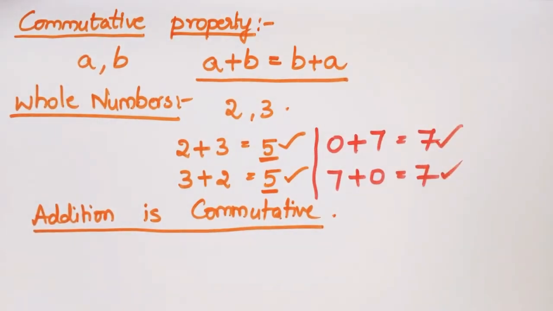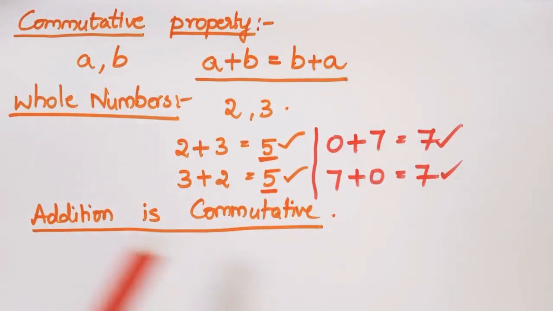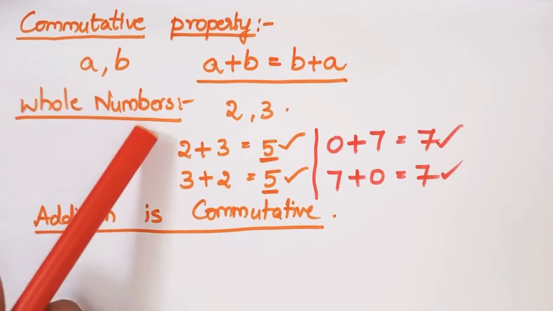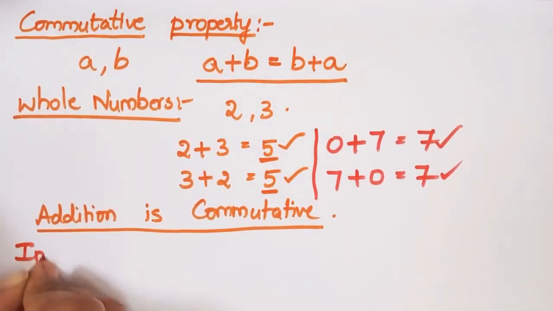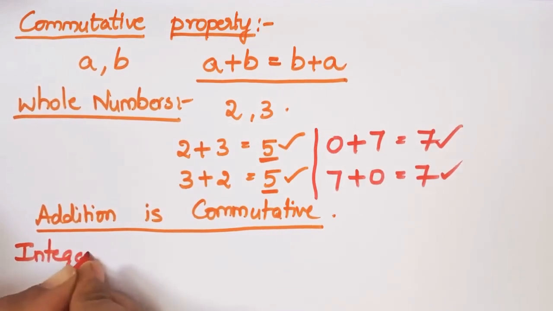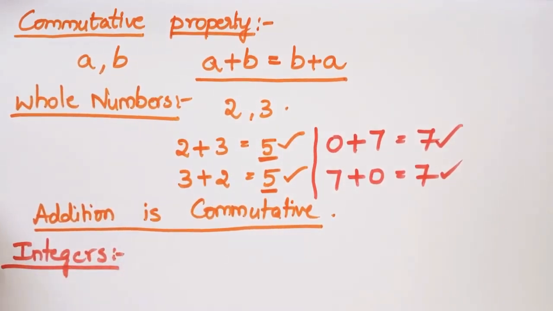Both the results are matching. Isn't it? So even though I change the order of the numbers, A plus B is equal to B plus A in this particular thing. So I can say addition is commutative for whole numbers. Now let us check the same thing for integers. We will always go in an order so that you will be thorough with the property. Okay, now I want to check the same property for integers.